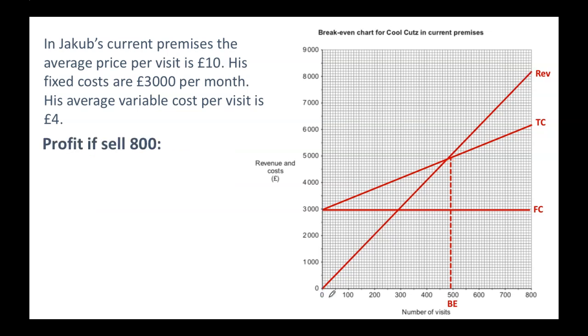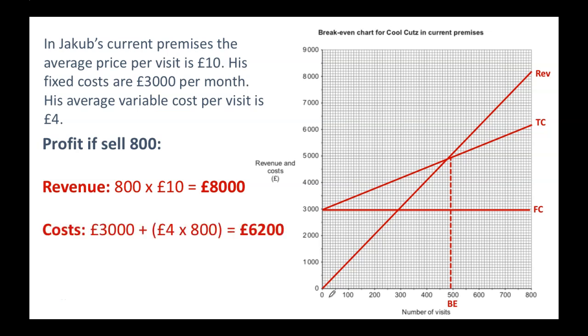Another thing that you can do with break-even graphs is you can work out the profit. So if we didn't have the graph, what we'd have to do to work out profit is, say for example they sold 800, we'd have to do 800 times 10, which is 8,000. I'd have to do the costs, 3,000 for the fixed costs, 4 times 800 for the variable costs, add them together, that's 6,200, minus 6,200 from 8,000, and my profit's going to be 1,800. That's quite a long method.